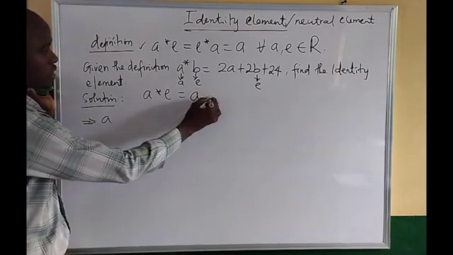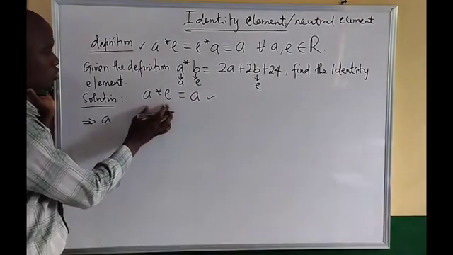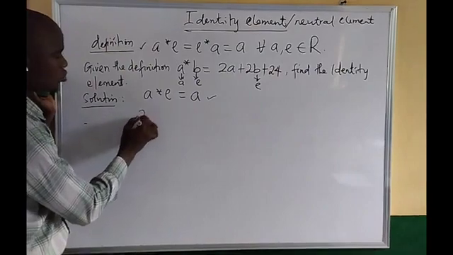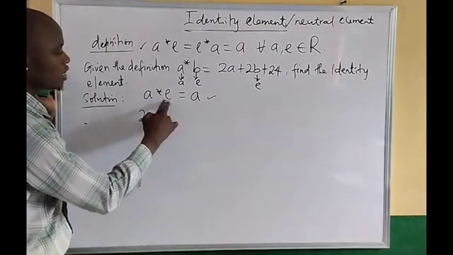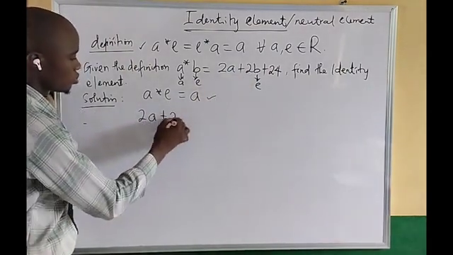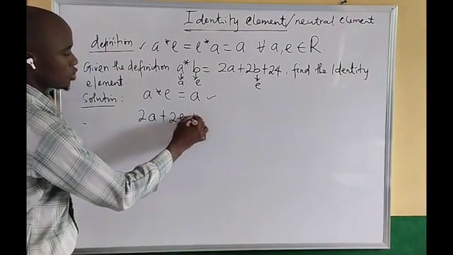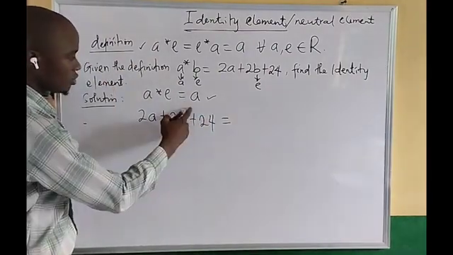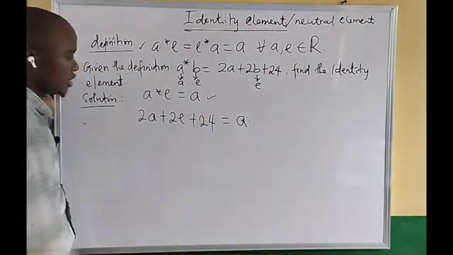Then from the definition, we are going to bring this one here. Therefore we are going to have 2A plus, anywhere we see B, we put E, so 2E, then plus 24 equals A. Are you getting it now?